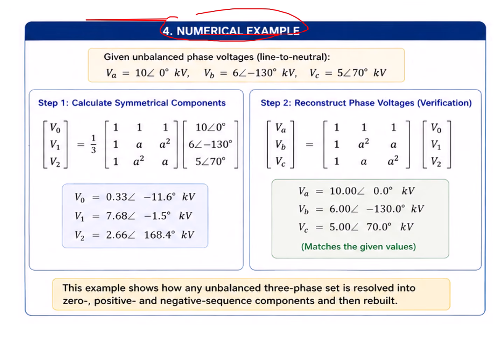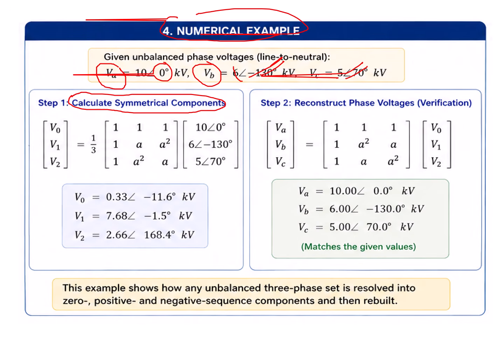Consider this numerical example. Voltage A has 10 kilovolts at 0 degree angle. B has 6 kV at 130 degrees. Then VC has this magnitude. So it is clearly visible that our three phases have different voltage magnitudes as well as phase differences. So we can calculate the symmetrical components from this by applying this straightforward equation.